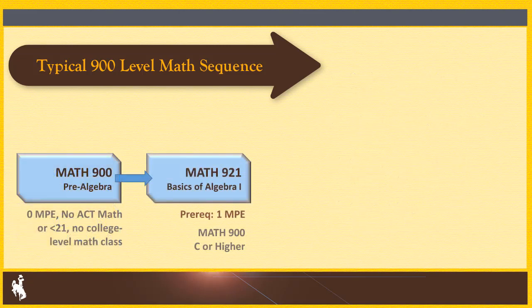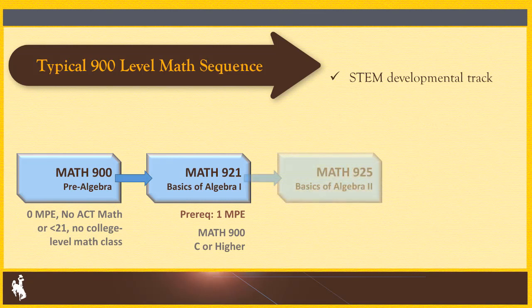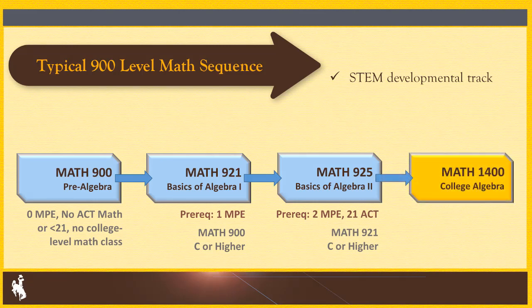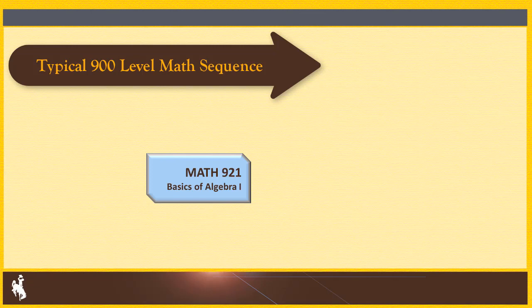Students who wish to continue in the STEM track must continue the developmental track with Math 925, Basics of Algebra 2. Prerequisites for this class are a 2 MPE, a 21 Math ACT, or a C or higher in Math 921. Students who are placed into Math 921 and wish to continue into a STEM major have the option to take an accelerated combination of 921 and 925 in the same semester.